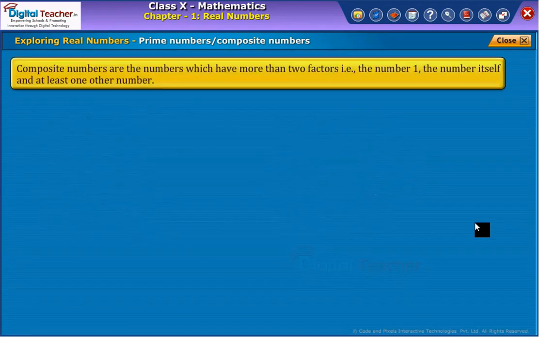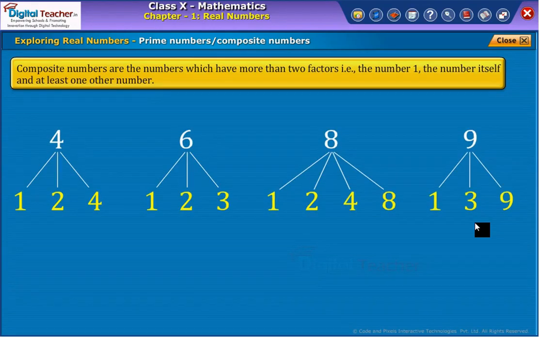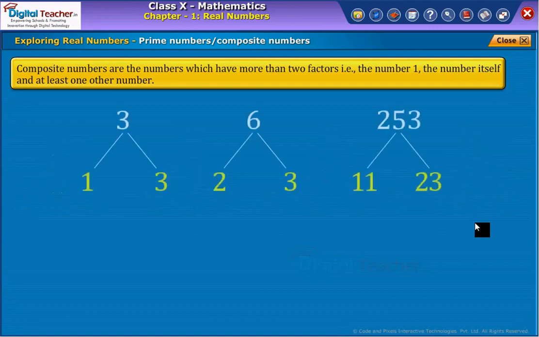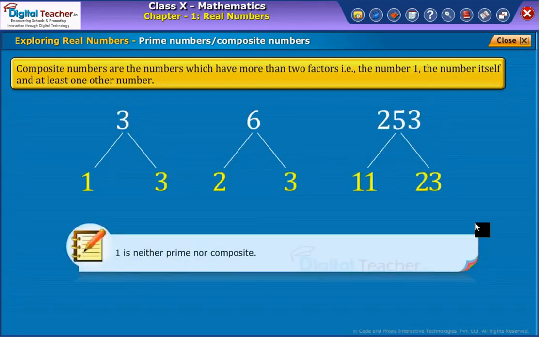Composite numbers. Composite numbers are the numbers which have more than two factors, that is the number 1, the number itself, and at least one other number. Examples are as shown on the screen. Note, 1 is neither prime nor composite.